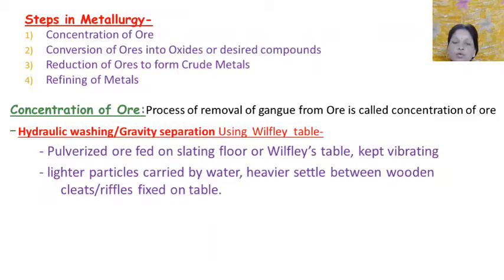First is the concentration of ore, second is the conversion of ore into oxides or desired compound, and third is the reduction of ores to form crude metals, and fourth is the refining of metal. This step is important, refining of metal. Now we'll discuss the first term, that is concentration of ore.